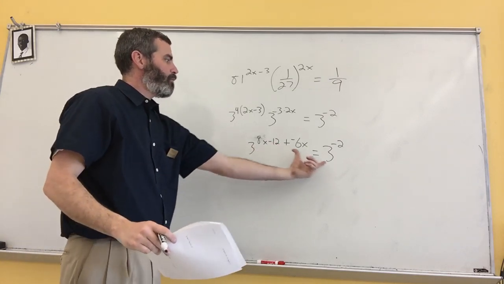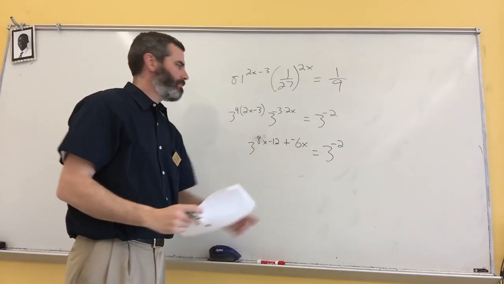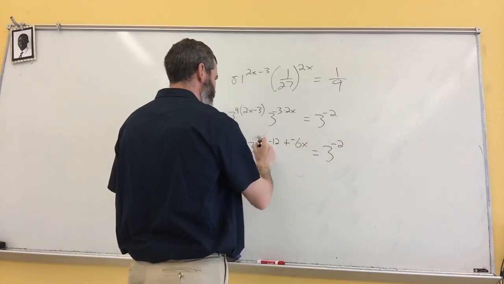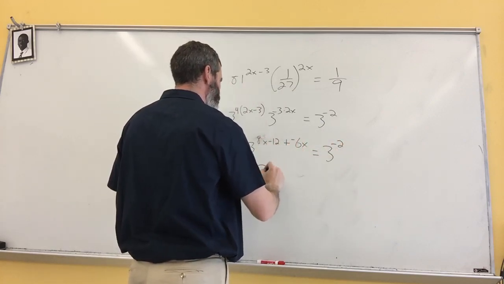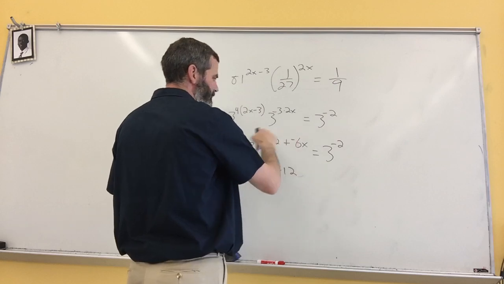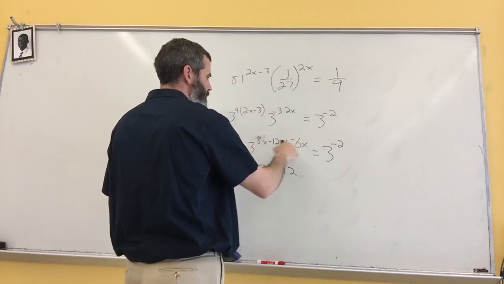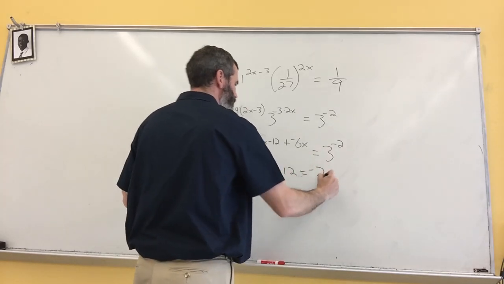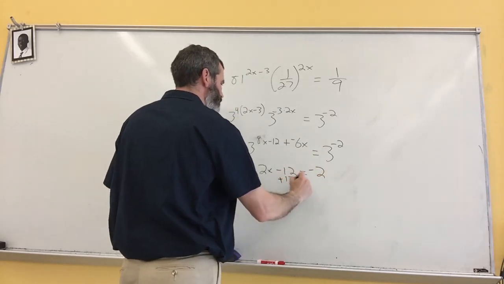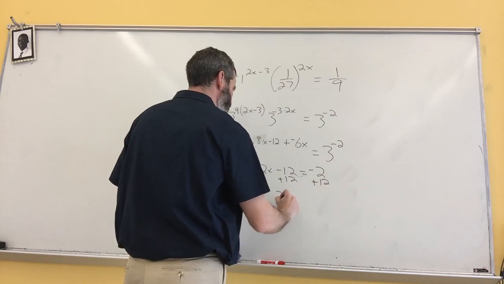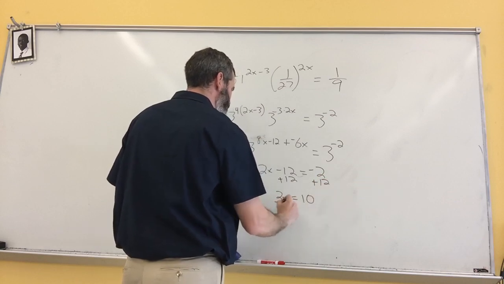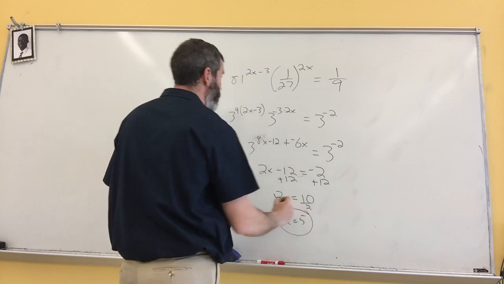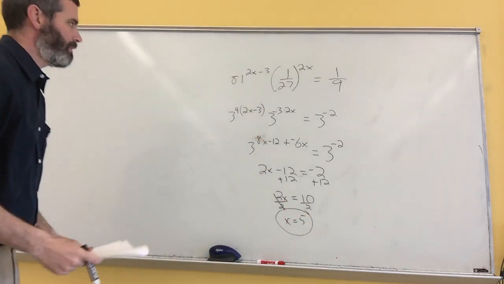Since I have one base on each side and they're the same, I can set the exponents equal. So 8x minus 6x is 2x, minus 12. I just simplified this all in one step. 8x minus 6x is 2x minus 12 equals negative 2. Add 12 to both sides. We get 2x equals 10. Divide both sides by 2. x equals 5. Don't need to check for extraneous solutions.